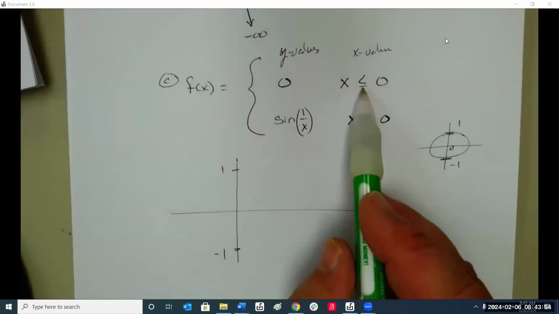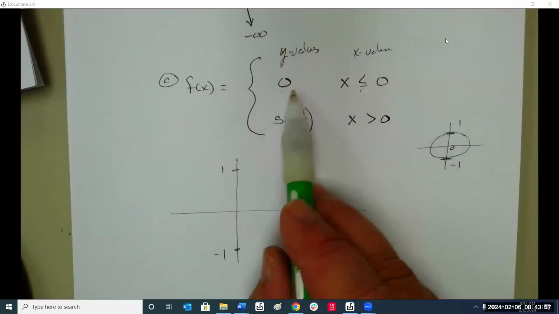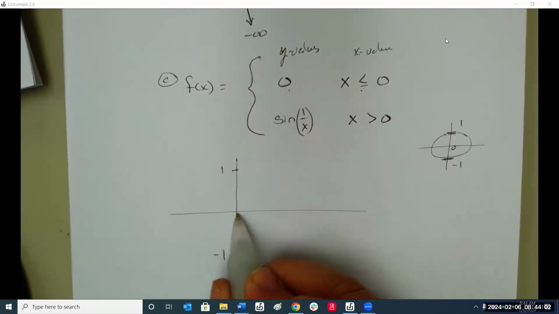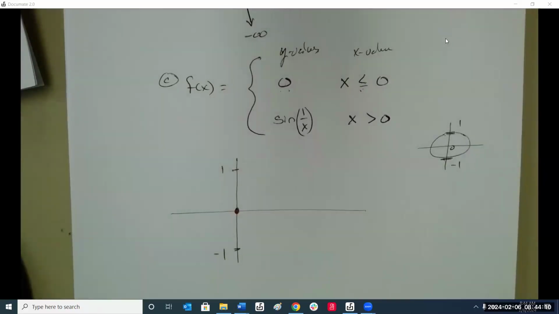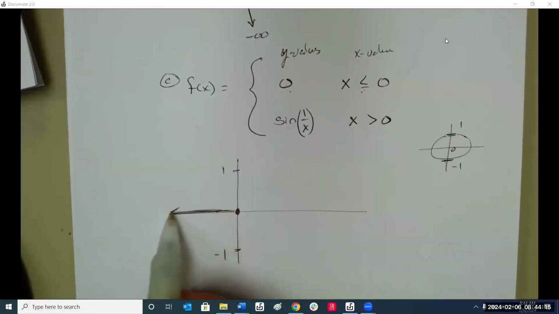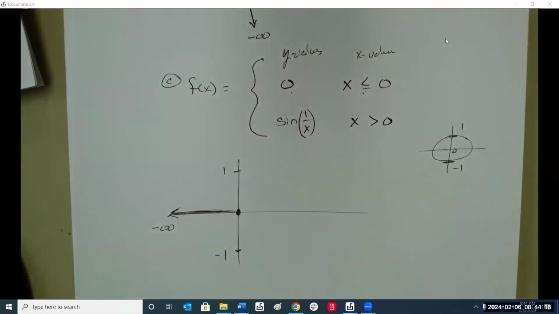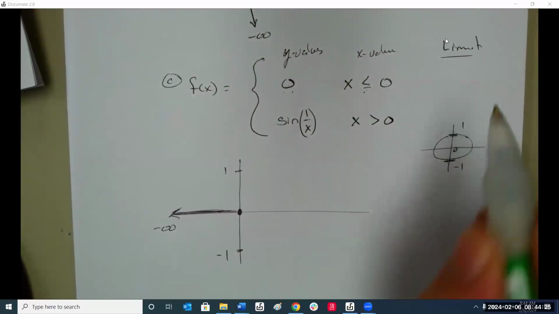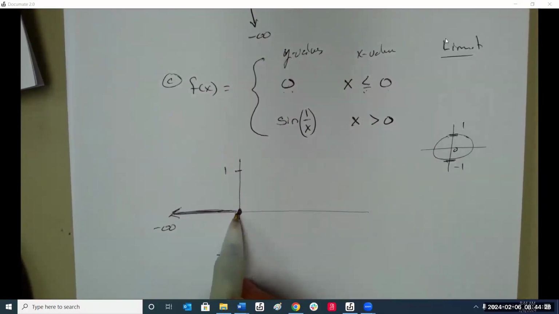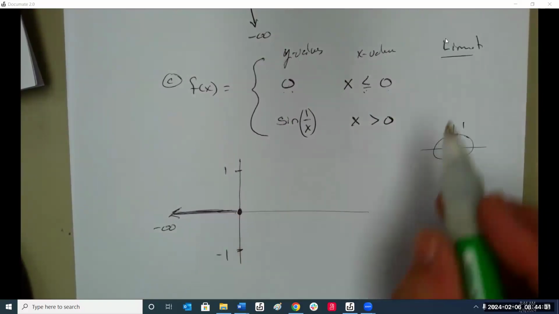So when x is less than or equal to 0, the answer is 0. What does that look like? So what happens at 0? The answer is 0. It's a dot. And any other x values to the left is 0. So it goes to negative infinity. So on this side, the limit as x approaches 0 from the left-hand side, what value is it approaching? 0.